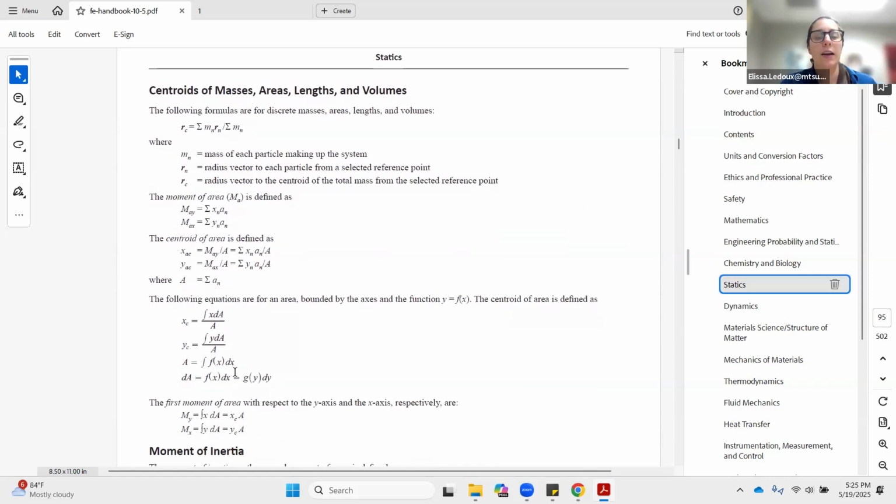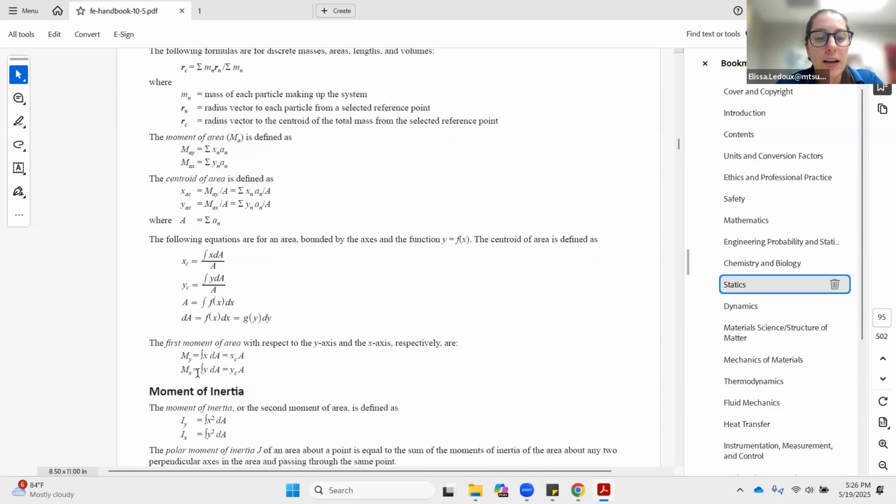To find the area or centroid of an area, length, volume, etc., you would need to know the mass of each particle that makes up the system and then the distance to that part of it. The other way to do this is know the area. If it is uniform density, know the area of each part, and you find a weighted average. For the centroid, you would have the centroid for each part times its area over the total area, and that would give you the X centroid component. Same thing for the Y.